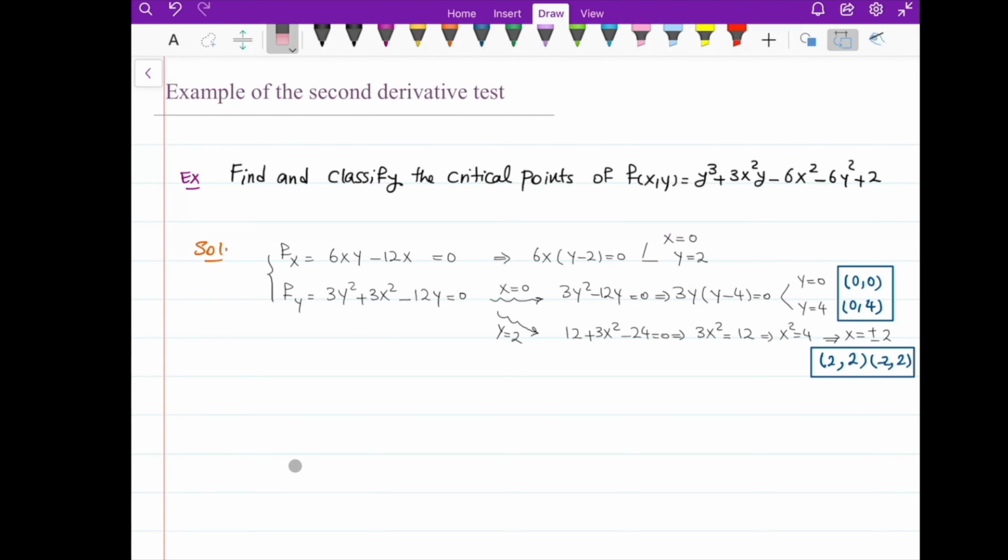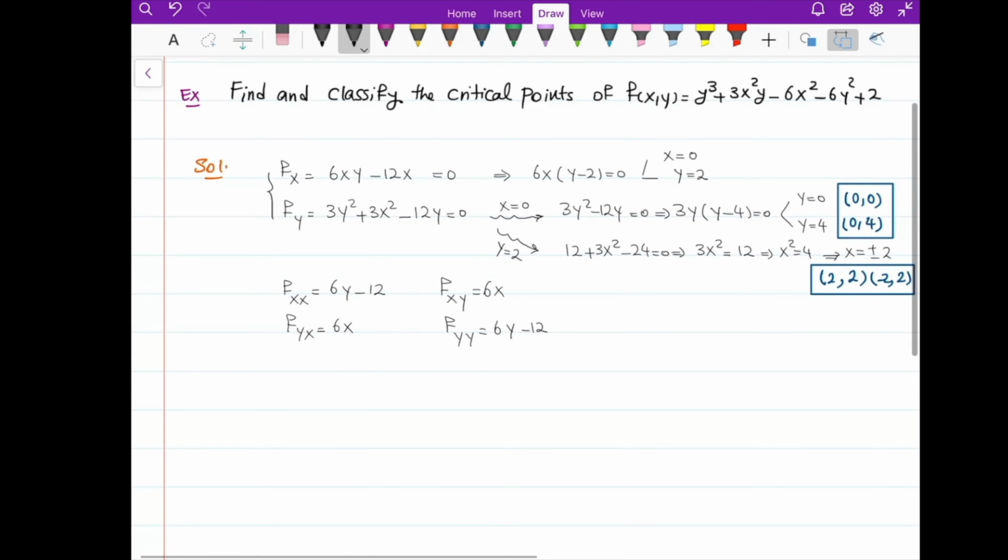Now I'm gonna use the second derivative test to classify them. I'm gonna have fxx, and I take the derivative of that with respect to x, which would be 6y minus 12. Then fxy, the derivative of that with respect to y, would be just 6x. fyx, the derivative of that with respect to x, would be just 6x. And then fyy, with respect to y, would be 6y minus 12.